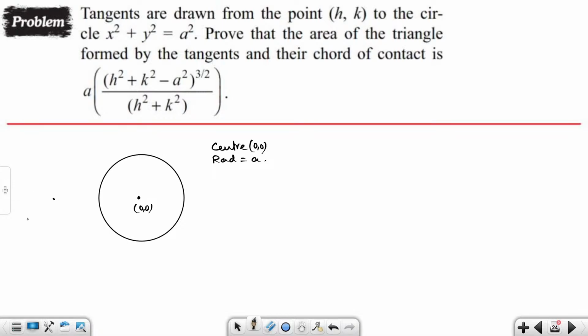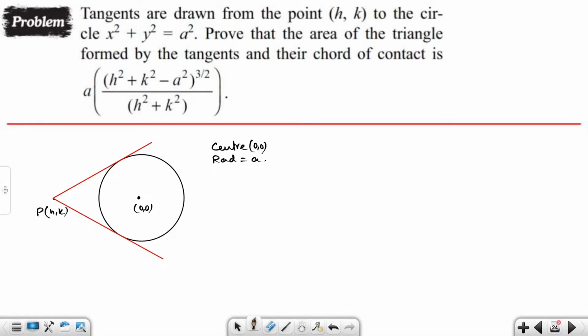Okay. Now there is a point outside this circle. Let me say the point be this. Let us denote this point as P, which is H comma K. And from here you have drawn two tangents. One is this, another one is this. Yes or no? So these are the two tangents we have drawn.